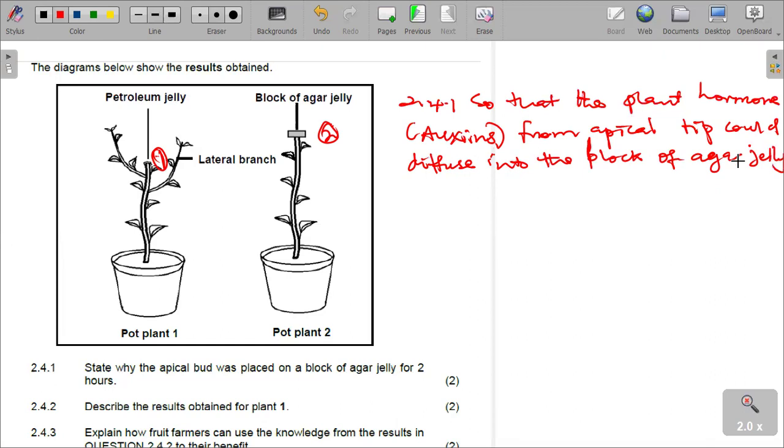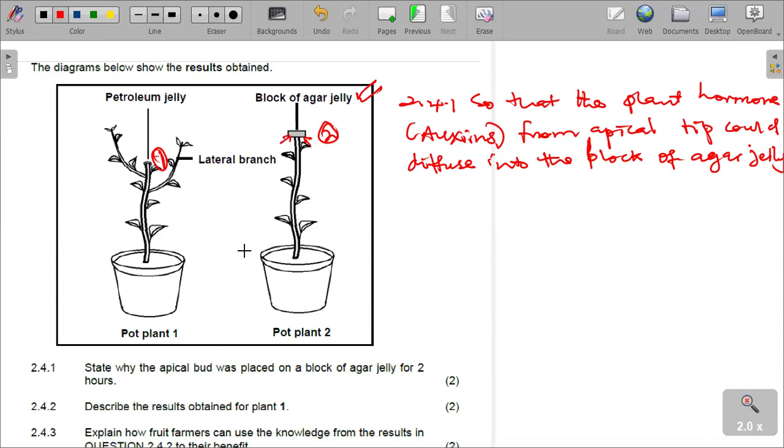That is the reason. The block of agar jelly ensures that all the auxins coming from this plant, as they reach here, are given 2 hours so that they can enter into this block. Diffusing means they can move into this block. So the block was placed for 2 hours to ensure that all the auxins produced from the apical tip could diffuse into the block of agar jelly.